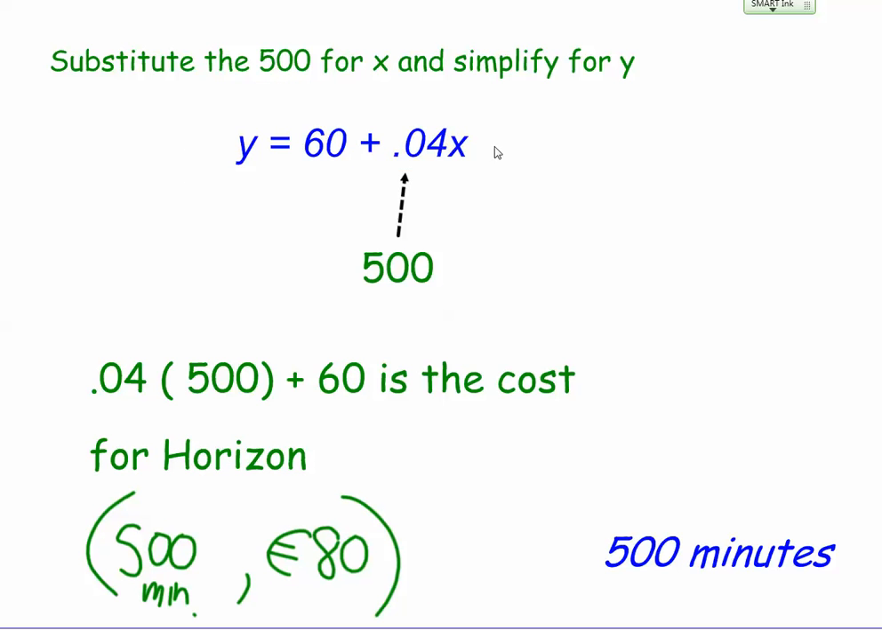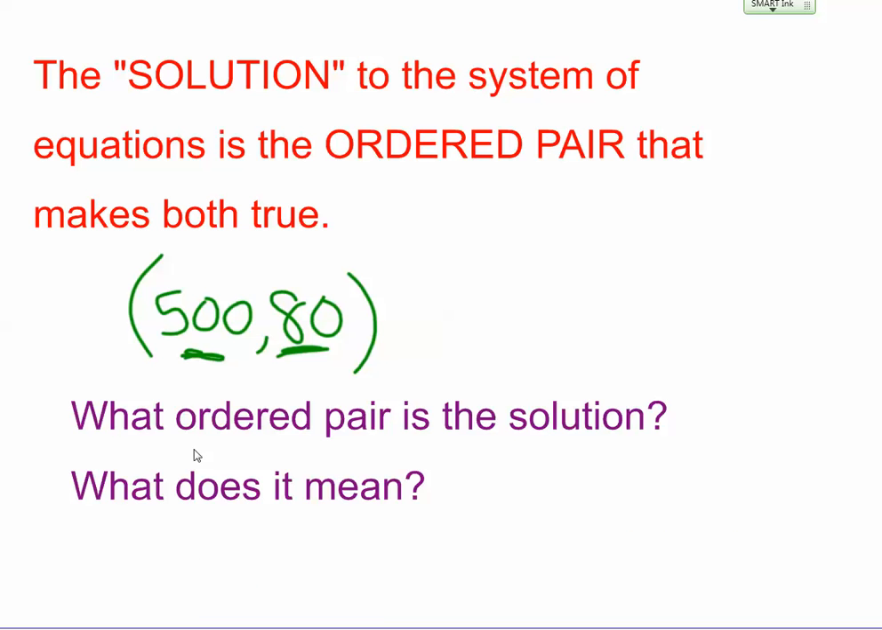And I do the same thing for Horizon, because I have to check and make sure that for 500 minutes, both companies have the same cost. Out comes x, in goes 500. So this is really right here. And I do 4/100 times 500, which is 20. 20 plus 60 is 80. So at 500 minutes, I have proven that both Flash and Horizon cost 80 euros. So the solution to the system of equations is the ordered pair (500, 80). And just make sure if it's a real life situation that you know what it means. This means at 500 minutes, both plans cost 80 euros.